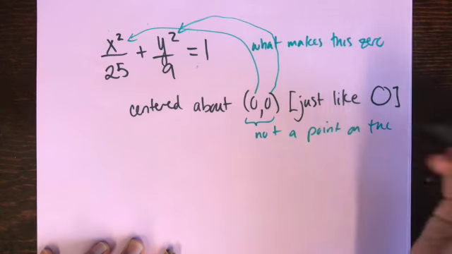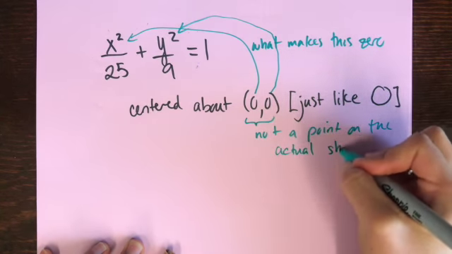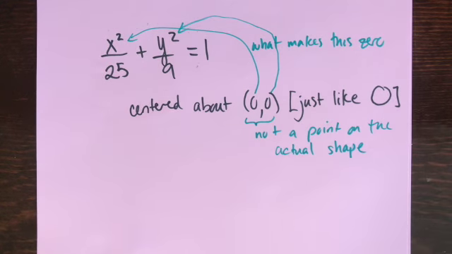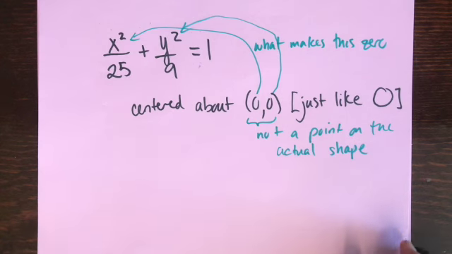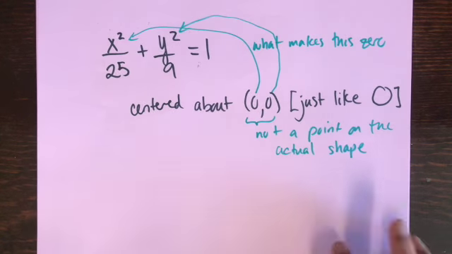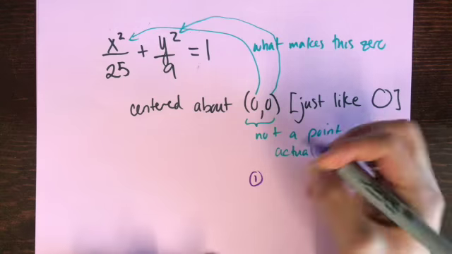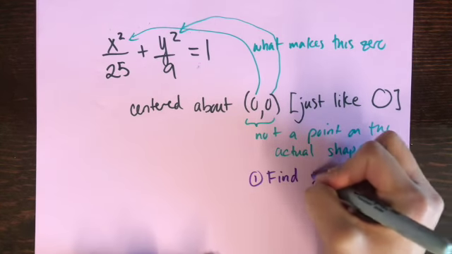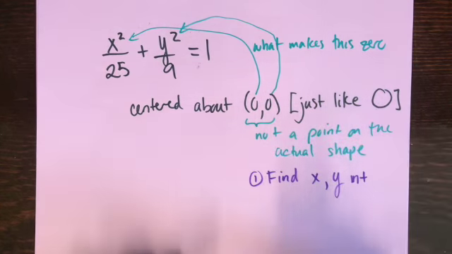0, 0 is not actually a point on the ellipse, on the actual graph, right? Because if I plugged in 0 for x and 0 for y, I would get 0 equals 1, which is not true, right? So 0, 0 is not actually a point on my ellipse, it's just in the middle of my ellipse. So the very first step in graphing the ellipse is to find the x and y intercepts.